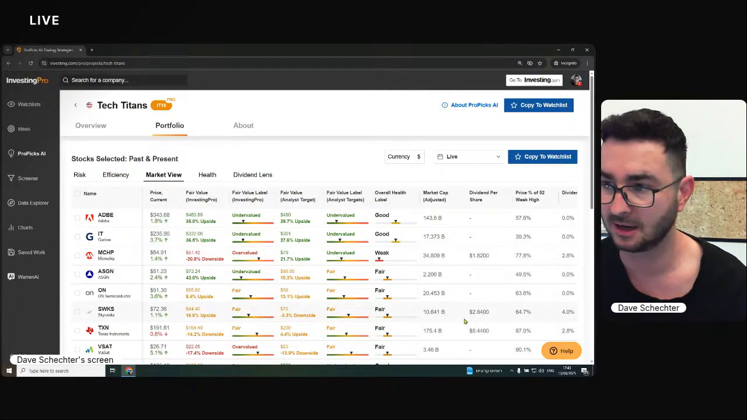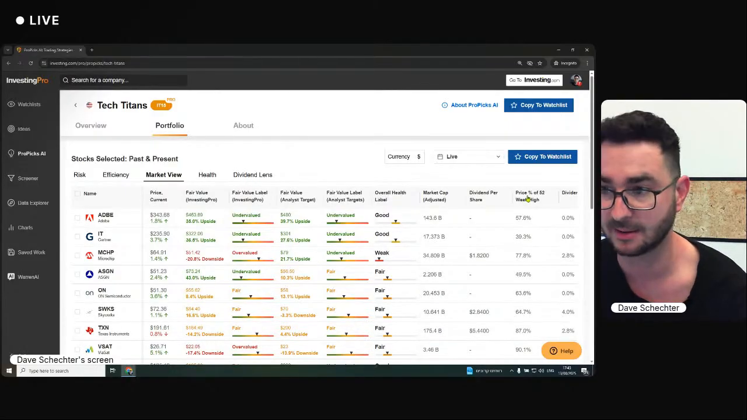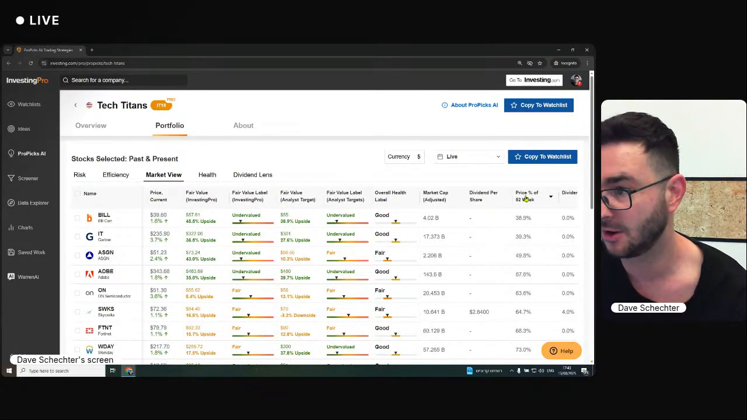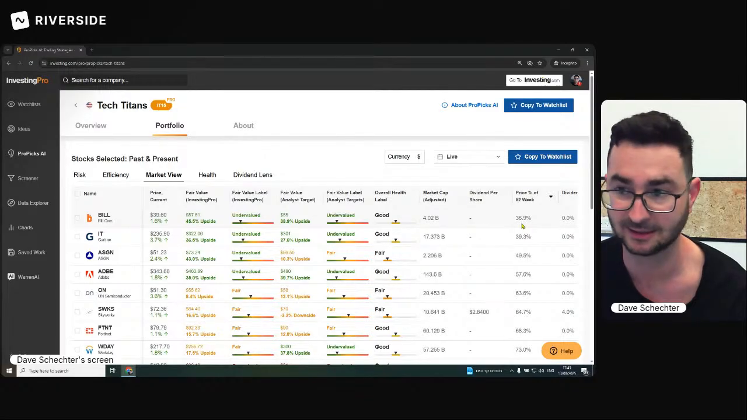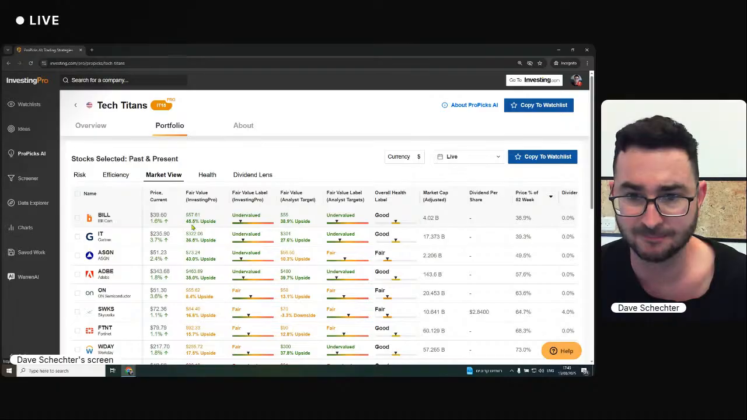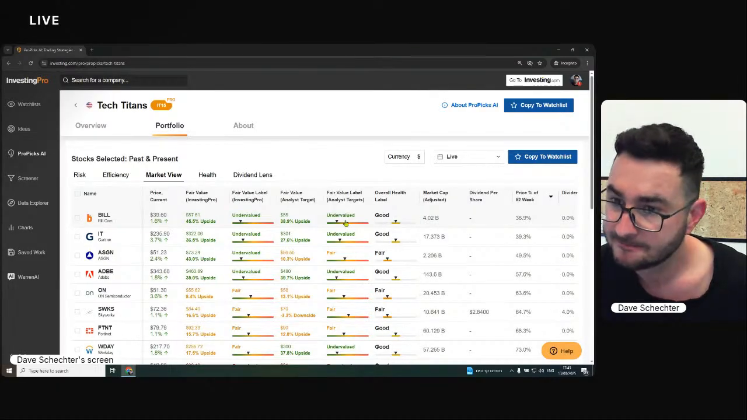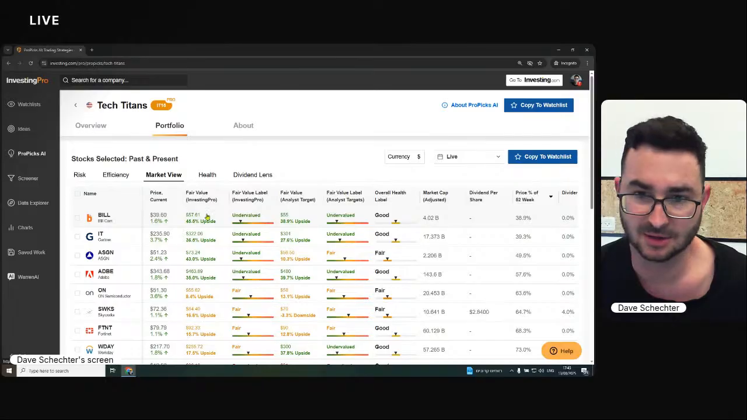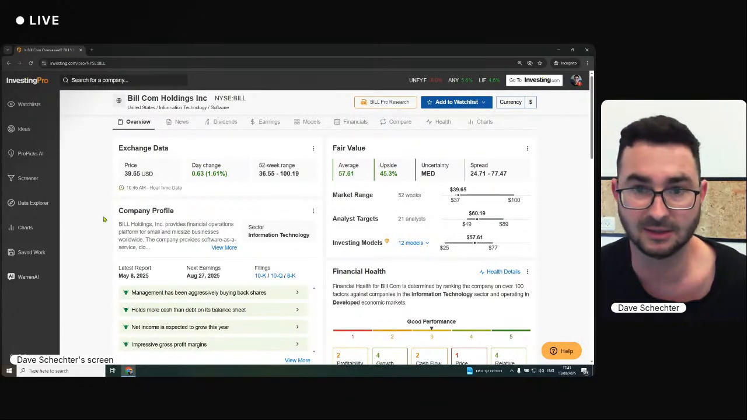So an example of how I might use this to find opportunities. I would go ahead and see what's actually trading at the percentage of the 52-week high. I can see Build.com. There's a 45% upside. Overall health label is good. It's undervalued also according to analyst targets. Let's go ahead and take a look at what we have on the overview page.